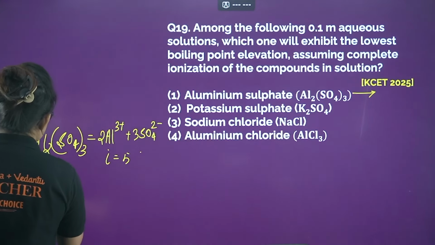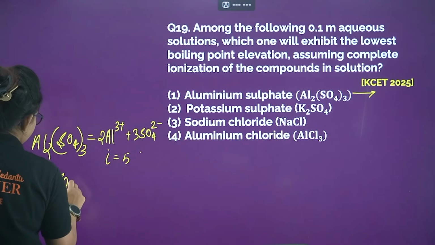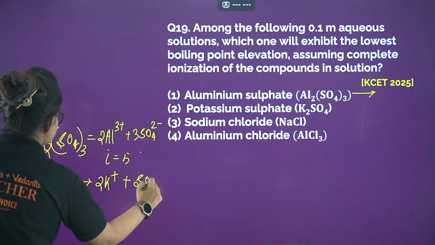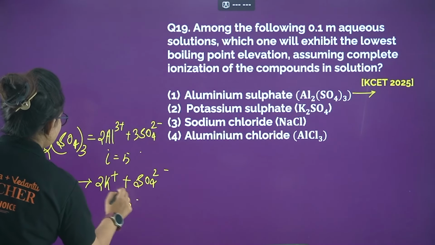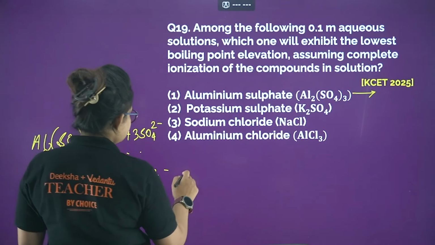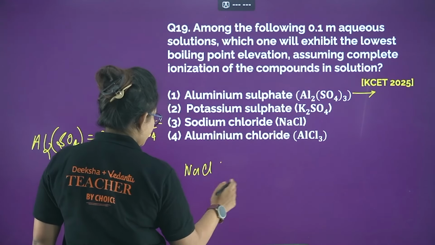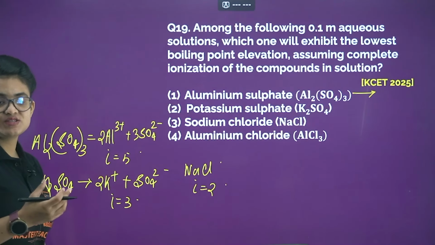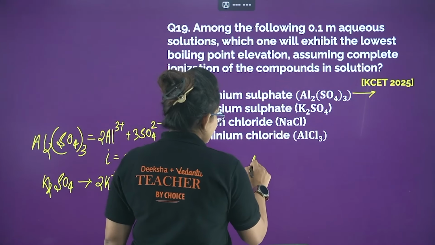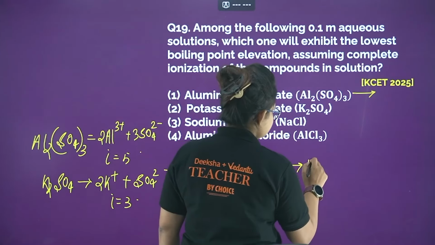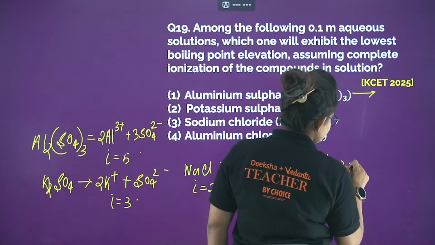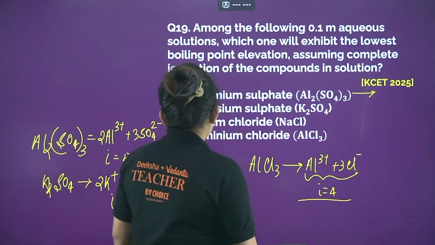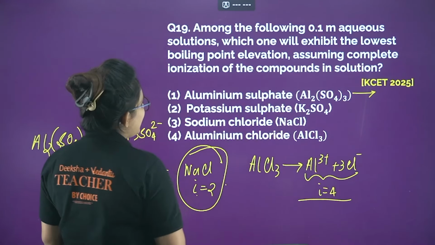For K2SO4 similarly, if you do it, 2K+ and SO4 2-, hence i is coming as 3, total ions 3. Sodium chloride, NaCl, Na+ and Cl-, hence i is coming 2. Count the number of ions it is forming after getting dissociated. Aluminium chloride, if you dissociate, it will come as Al3+ and 3Cl-, right? So how many ions are you getting? i equals 4. So for NaCl I am getting the least i.